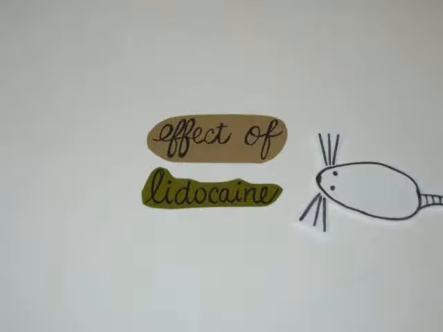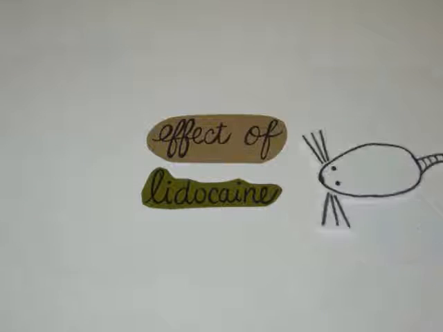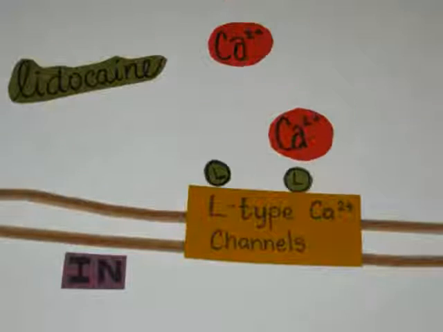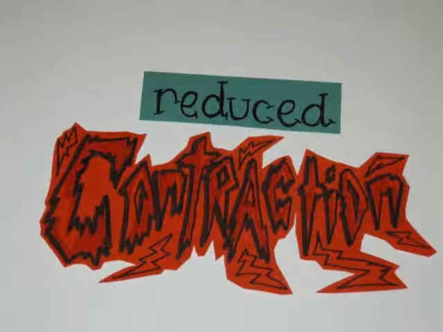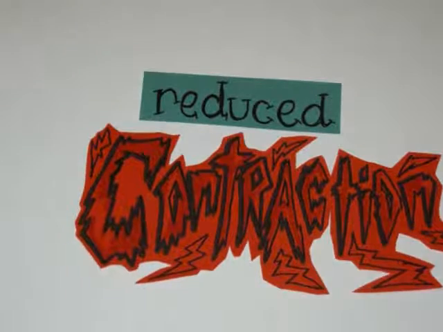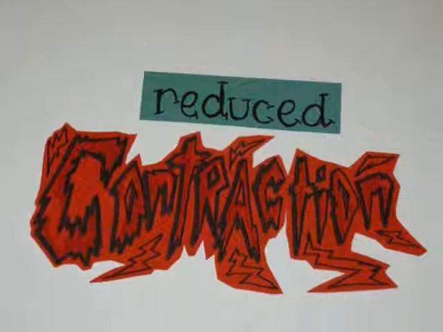After taking a control, 10 drops of 2% lidocaine was applied to the uterus. Lidocaine is commonly used as a local anesthetic. It will inhibit smooth contraction by preventing the influx of calcium ions into the smooth muscle cell. The result is reduced contraction in the uterus.